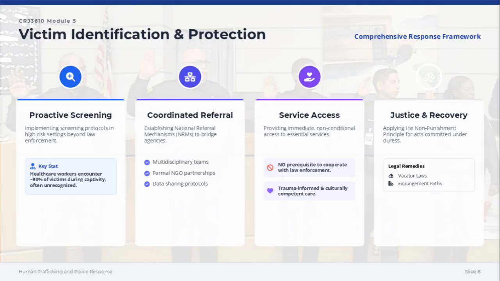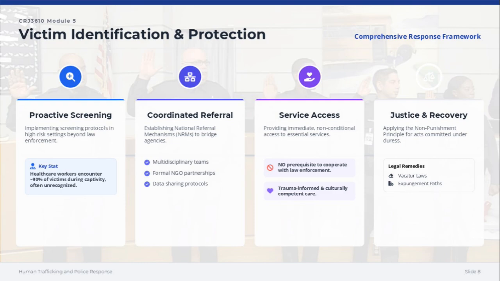National referral mechanisms help coordinate responses among law enforcement, non-governmental organizations, and service providers so victims can receive immediate assistance without being required to participate in criminal prosecutions. Trauma-informed and responsive care helps rebuild trust and lowers the risk of victims being exploited again.